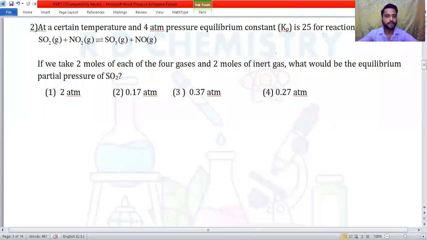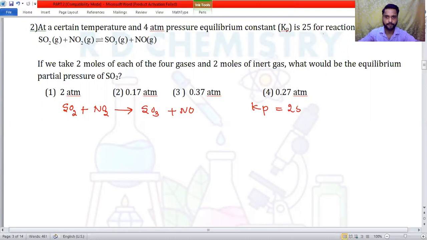Question number 2. At a certain temperature and 4 atmosphere pressure, equilibrium constant Kp is 25 for the reaction. If we take 2 moles of each of the 4 gases and 2 moles of inert gas, what would be the equilibrium partial pressure of SO2? So we'll start with the equation. Sulfur dioxide reacts with nitrogen dioxide. It gives sulfur trioxide and nitric oxide, NO. Number of moles are 1:1:1:1 and Kp is given as 25.